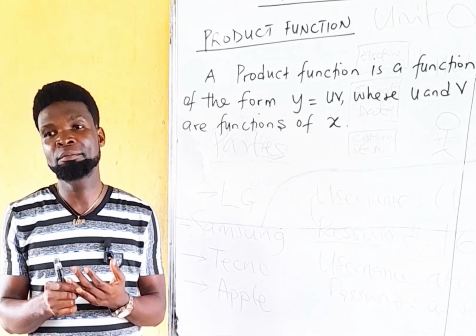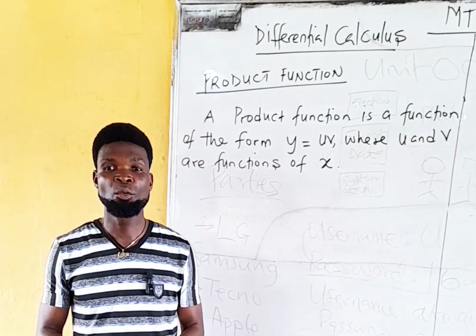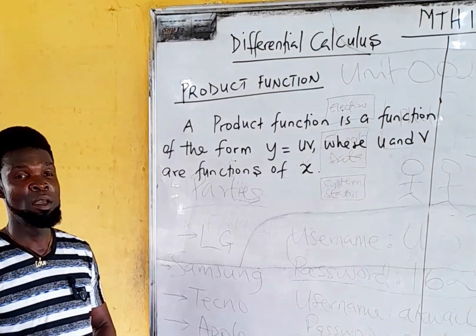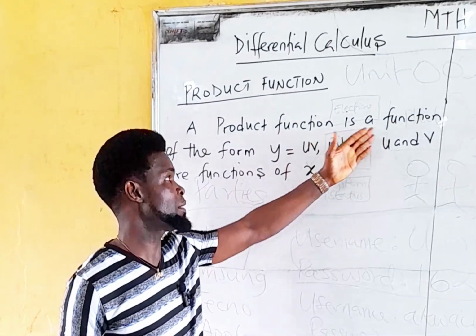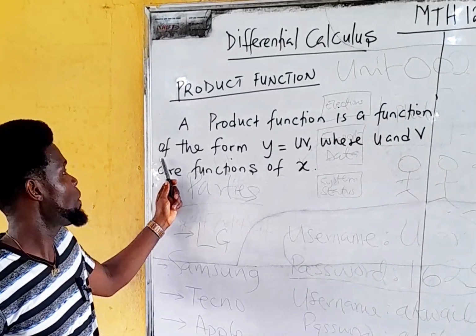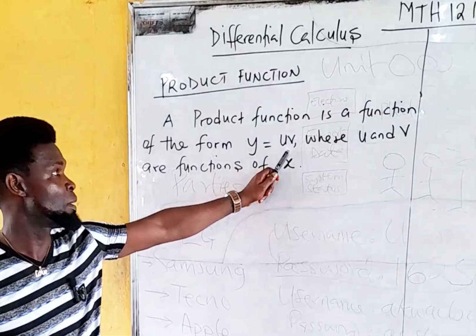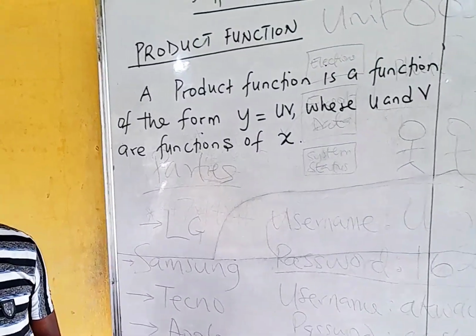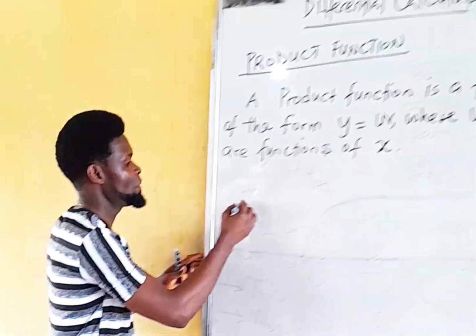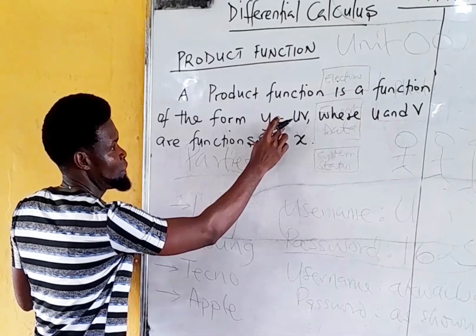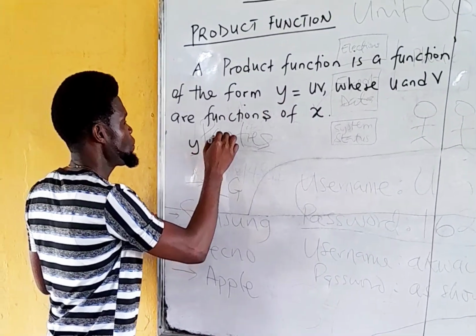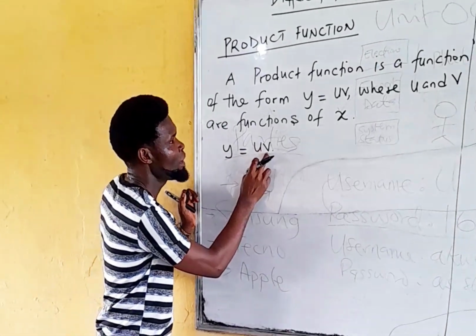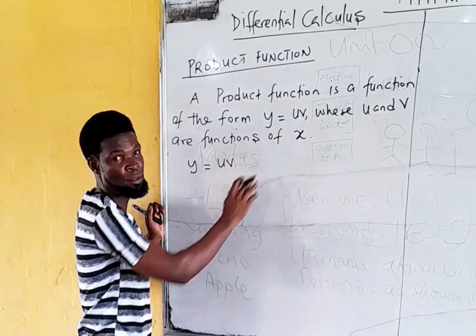That we'll look at product function, quotient function, chain function. There are many of them. So we are beginning with product function. So we said that a product function is a function of the form y equals to uv, where u and v are functions of x. Recall this, that a product function is a function of the form y is equals to uv. And we said where u and v are functions of x.